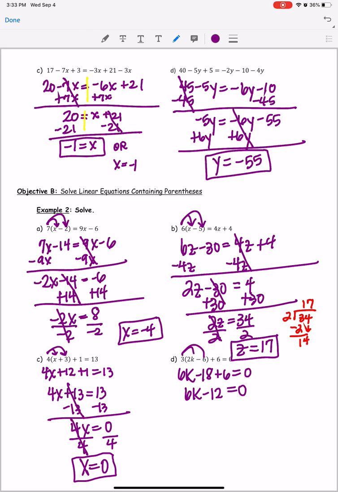Again, don't be freaked out by that 0. Stick to your rules. You want your variable on one side, which we have, and your constant on the other. So, because my variables are already over here, let's get my constant over here. So, how do you move the 12 over? Opposite of subtracting 12 is to add it over. So we've got 6k equals 0 plus 12 is 12. Divide by your 6. 12 divided by 6 is 2.